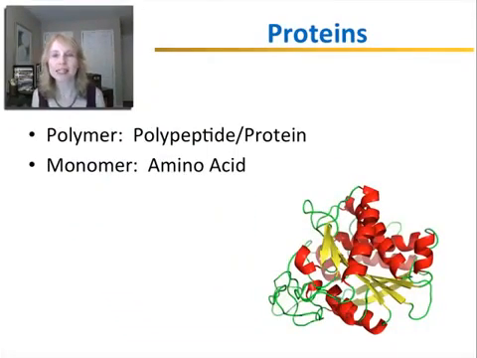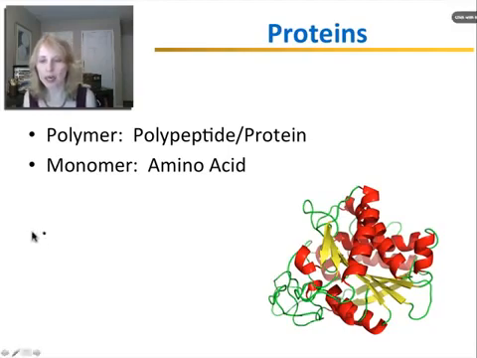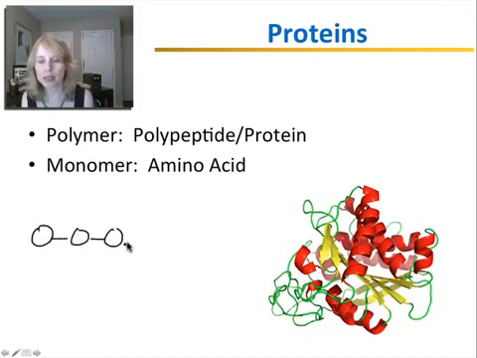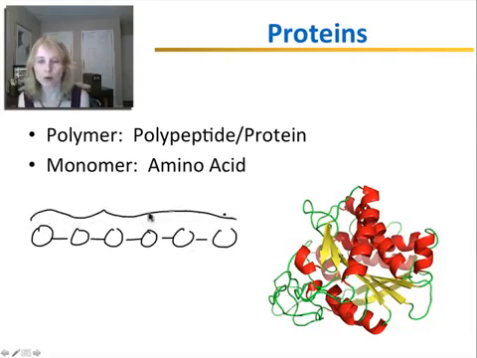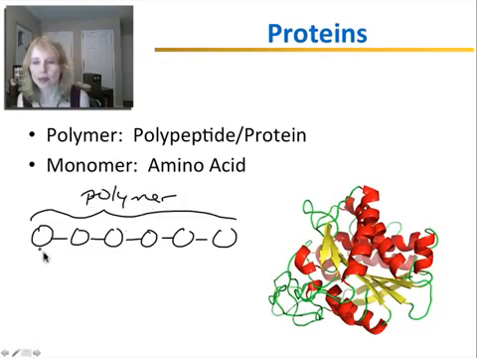So proteins are molecules that are called polymers. A polymer is any molecule that is made up of individual building blocks that are linked together in these repeating units. So this whole repeating unit is called a polymer. And those individual building blocks are called monomers.